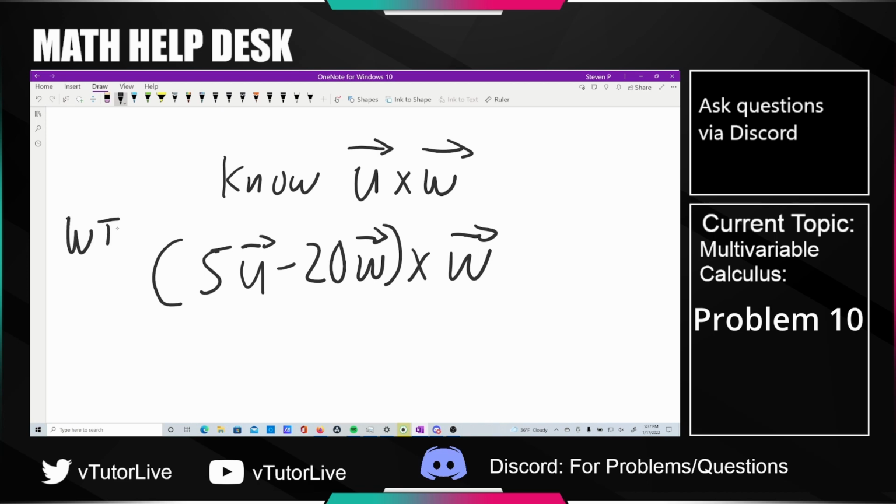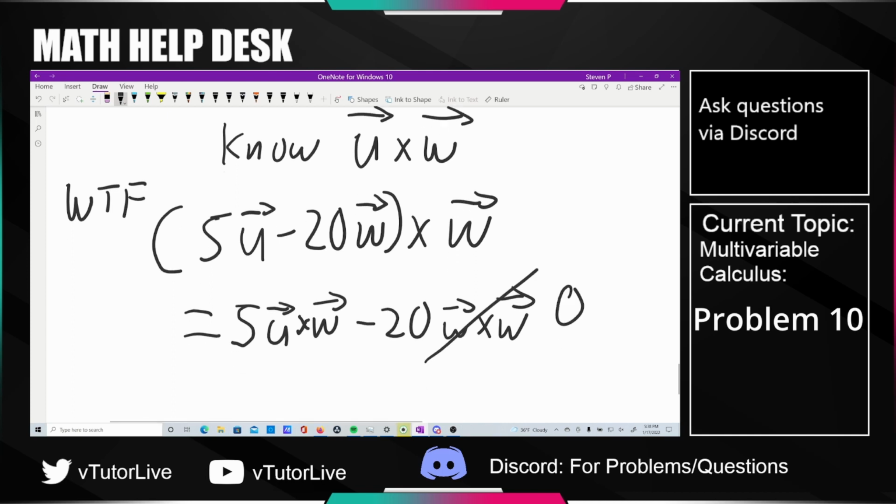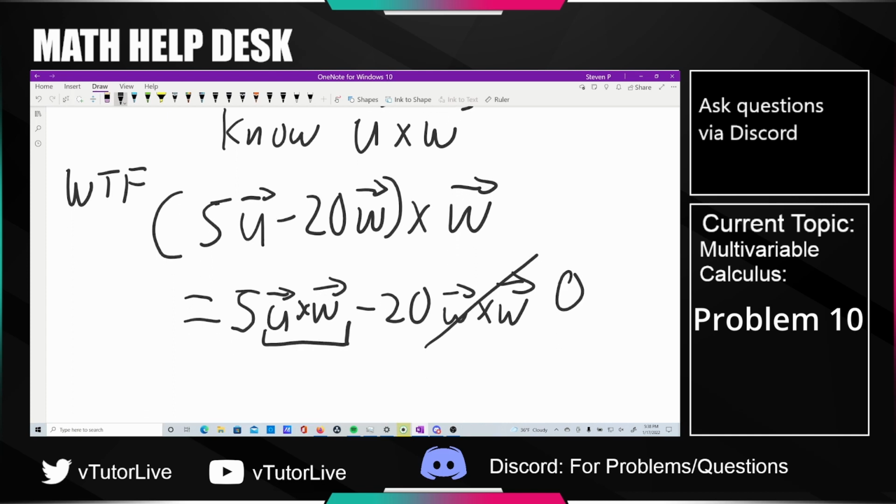They want to find what this is. So similar to the problem above, really, let's just go ahead and distribute this, okay? How would you distribute this? I mean, just like kind of your FOIL-ish method, right? So you have 5u cross product w minus 20w cross product w, but we know what that last one means. And what is that? A zero, which would then eventually zero out all of that, so then we have 5 times u cross w left.